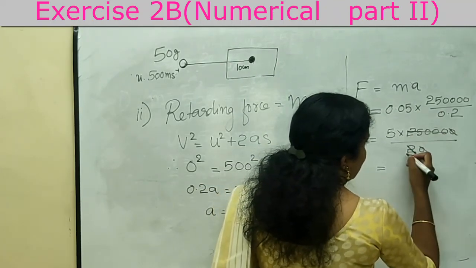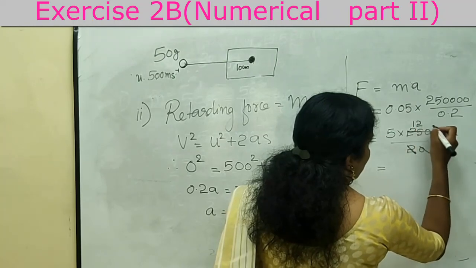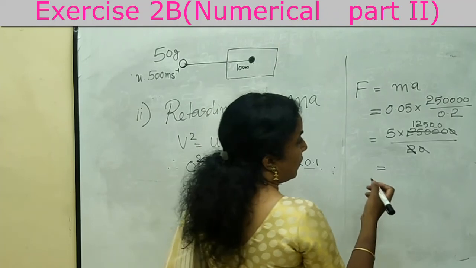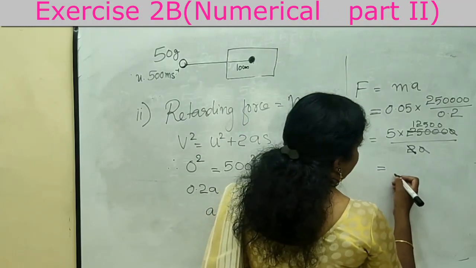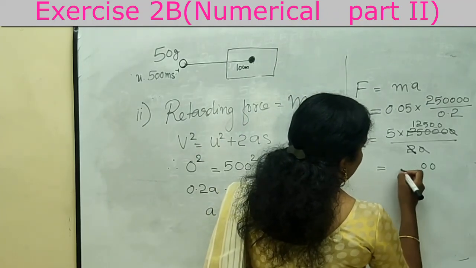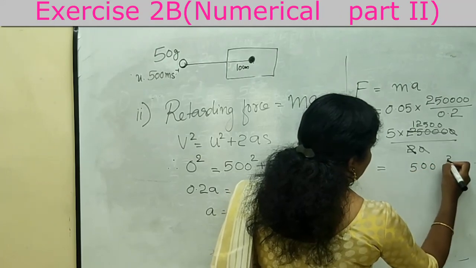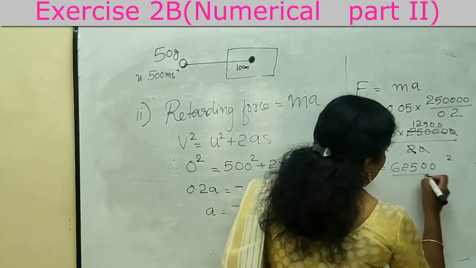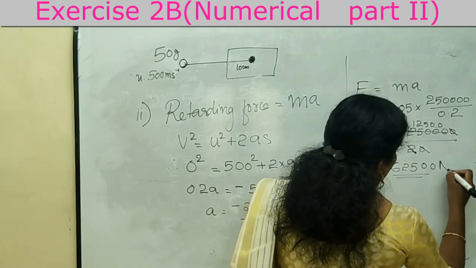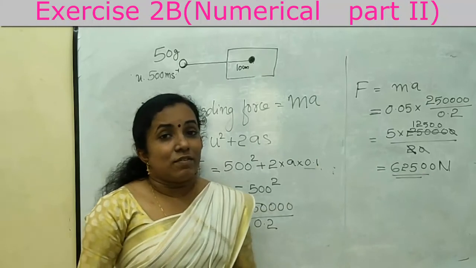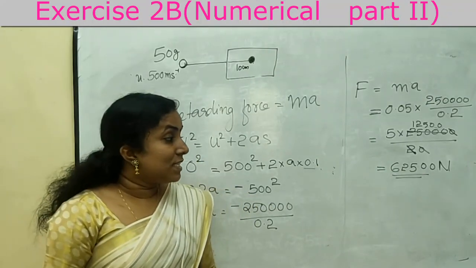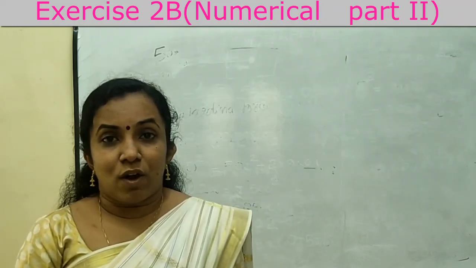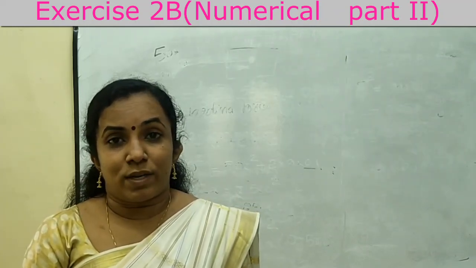25,000 by 2 is 12,500. 12,500 into 5 is 62,500 Newton. Hope you all understood all the numericals which we have discussed today.